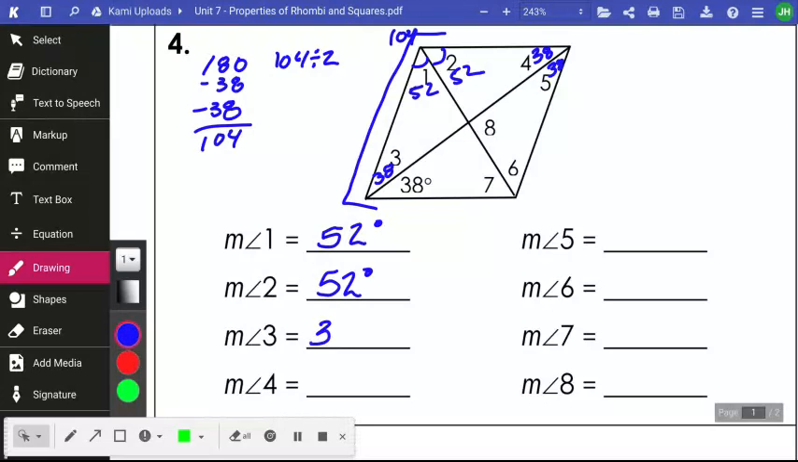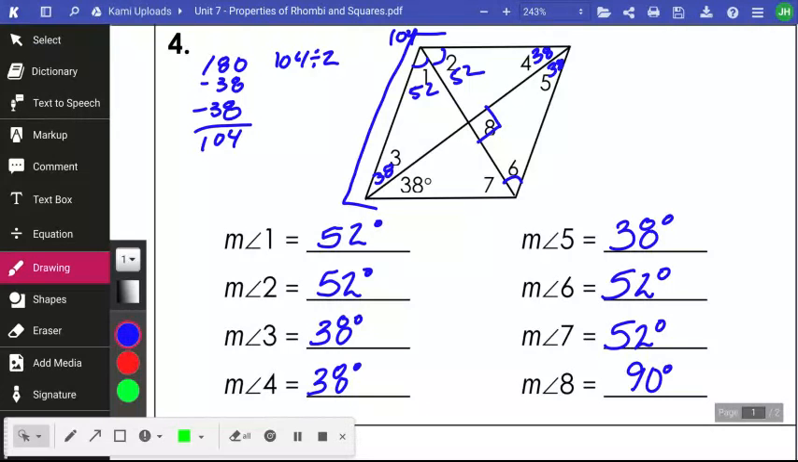Angle 3 we already found as 38 because the angles are bisected. Angle 4, using alternate interior angles or opposite angles being equal, is 38, as is 5. Okay. And then the measure of angle 6 is going to be opposite interior angles with that 52, so it's also 52 degrees. And then angle 8, if you remember that diagonals are perpendicular, means that this is 90 degrees.